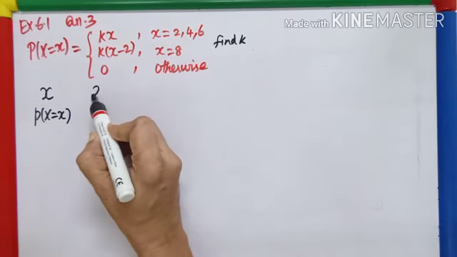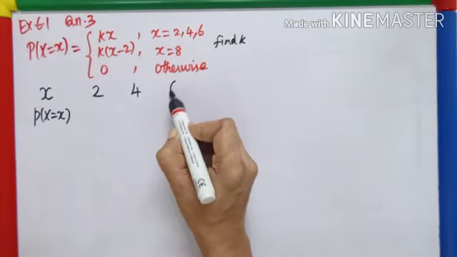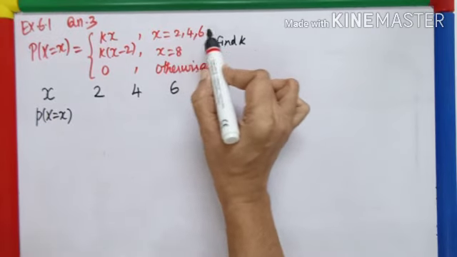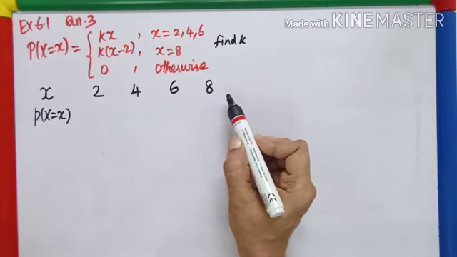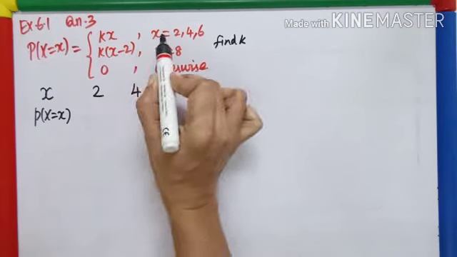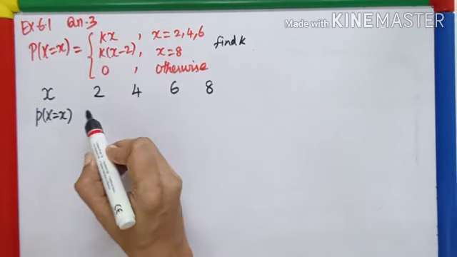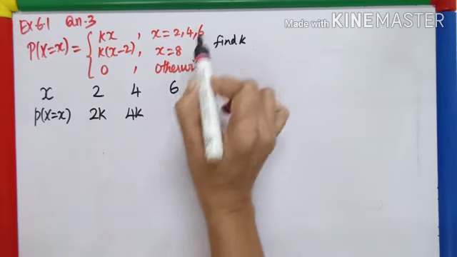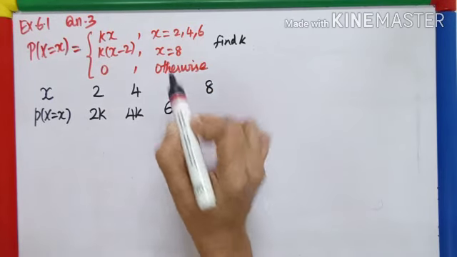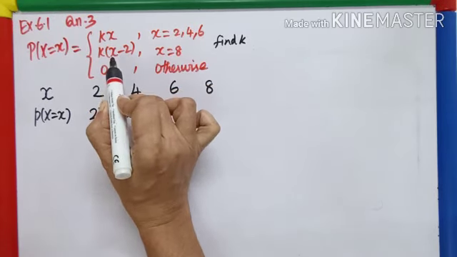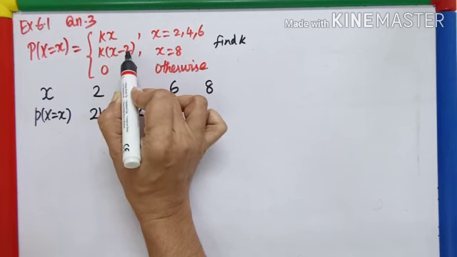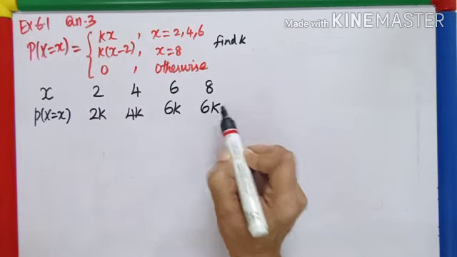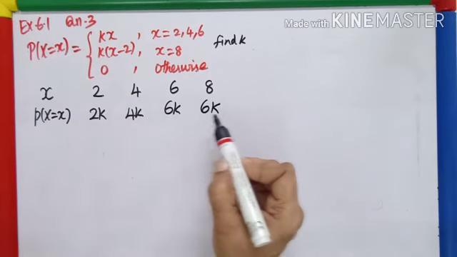X value and probability of x value. First I put 2, 4, 6 and 8. So these are the values given in the question. 2, 4, 6, 8. We have listed. Put x is equal to 2 here. So it becomes k into 2, or I will write 2k. Put x is 4, 4 into k. Put x is 6, 6 into k. And put x is 8 here. So it becomes 8 minus 2. 8 minus 2 is 6. 6 into k, 6k. Now, we have framed the table.